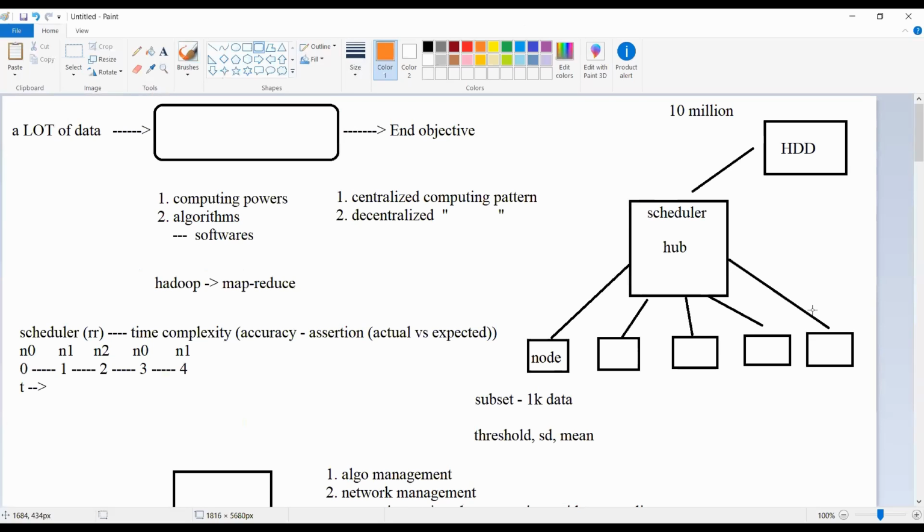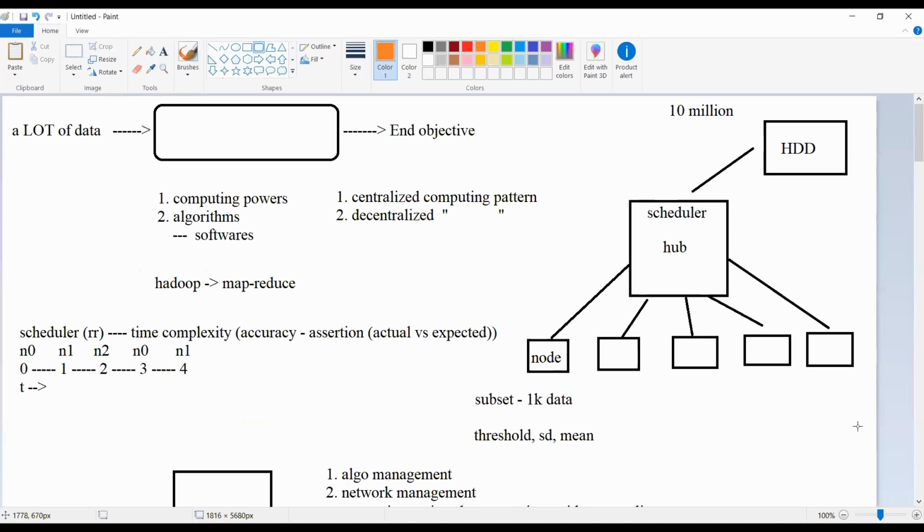We did the whole thing with the client, unique key, primary key, and everything. Then we told why Hadoop is important because of the unstructured data and the data explosion. We have a lot of data, and the whole black box is there to reach the end objective. Then we spoke about computing power, which is your hardware, and your algorithms, which are your software.